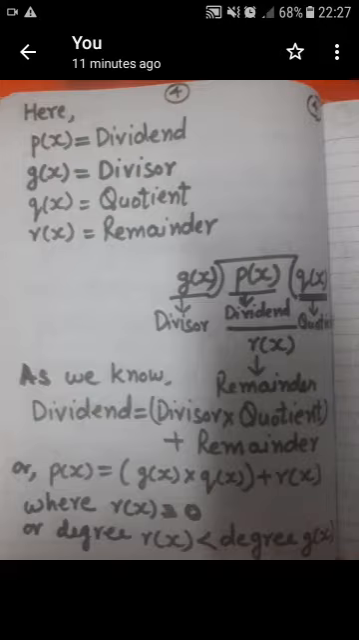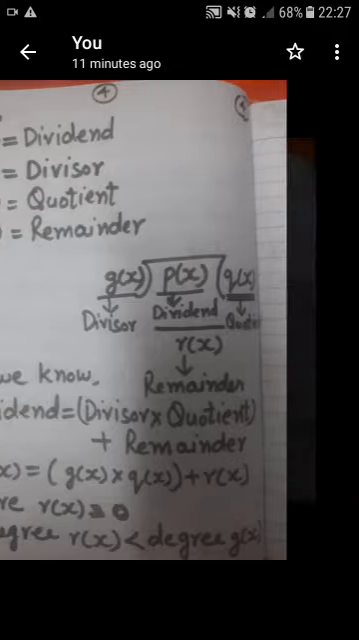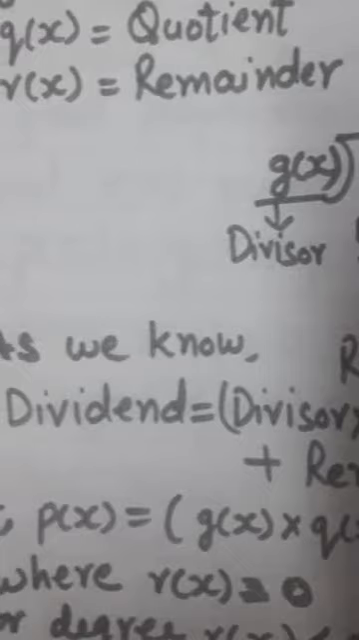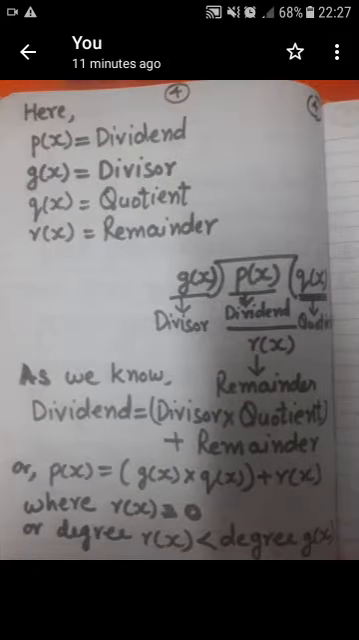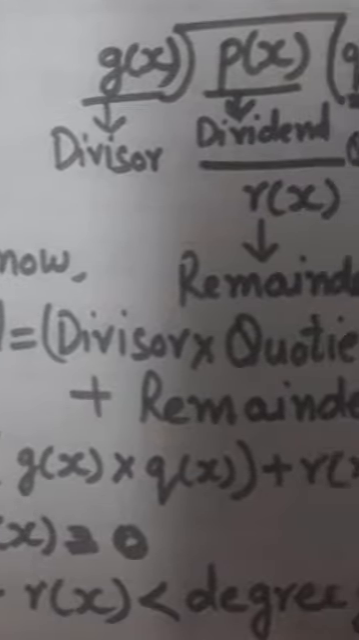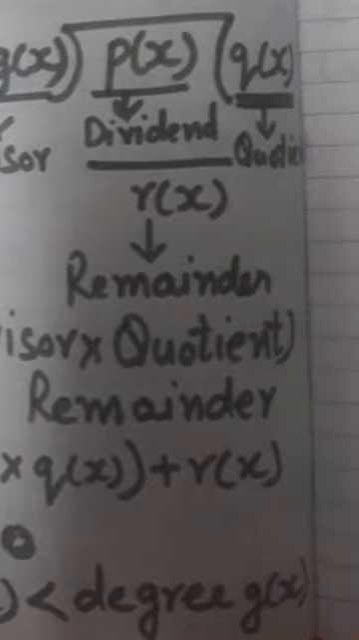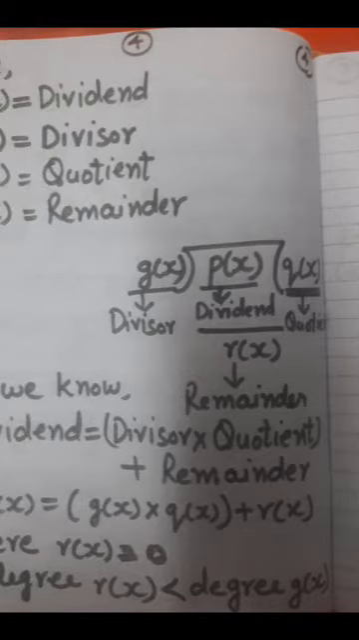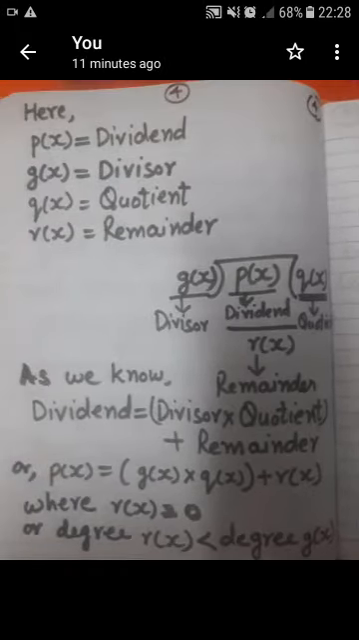We all know the check process for division is that the divisor into quotient, plus the remainder, has to be equal to the dividend. Now we simply put the values: in place of divisor g(x), quotient q(x), and remainder r(x). g(x) into q(x) plus r(x) is equal to our dividend p(x). This is simply called the division algorithm for polynomials.